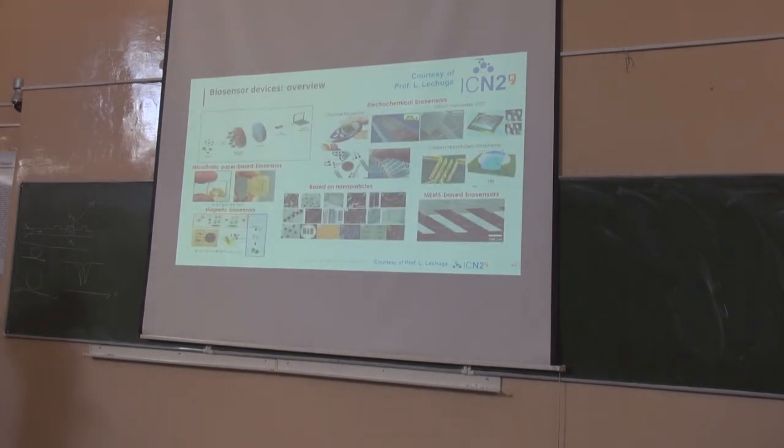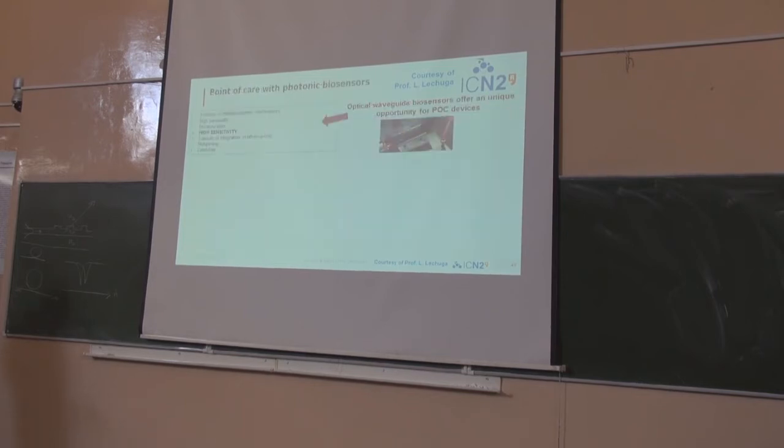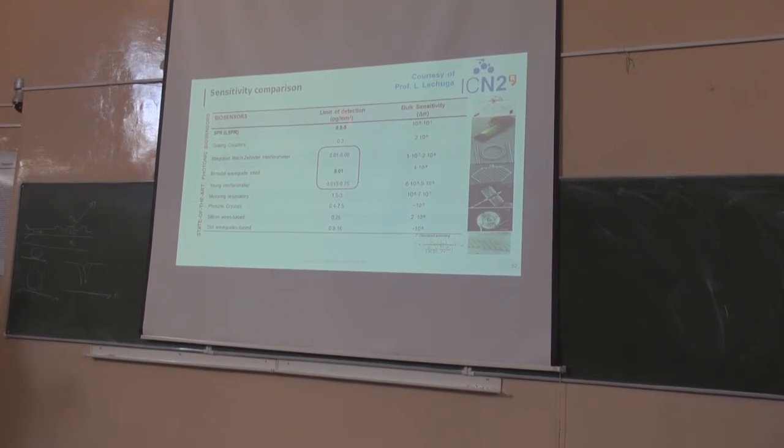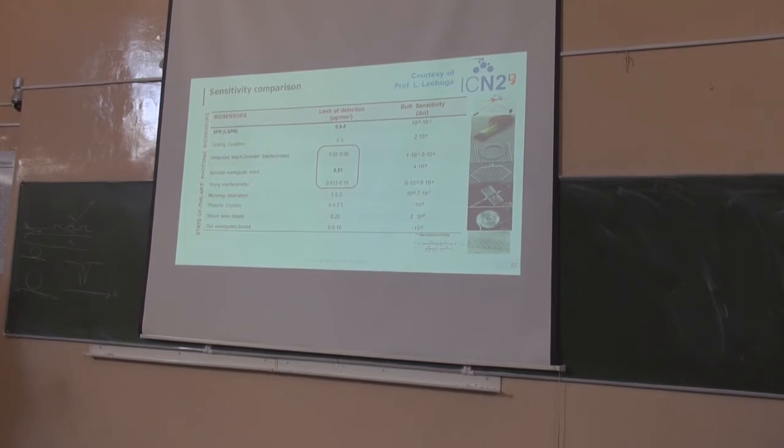There are many types of biosensors. The best known are electrochemical biosensors, like the glucose biosensors. Others are based on nanoparticles, microelectromechanical systems, magnetic, etc. But if you make a comparison of all types of state-of-the-art biosensors in terms of the limit of detection, photonic ones are the winners. Integrated photonic ones based on the Mach-Zehnder interferometer, on a bimodal waveguide that I will present later, and on the Young interferometer that I will not discuss, are the winners.